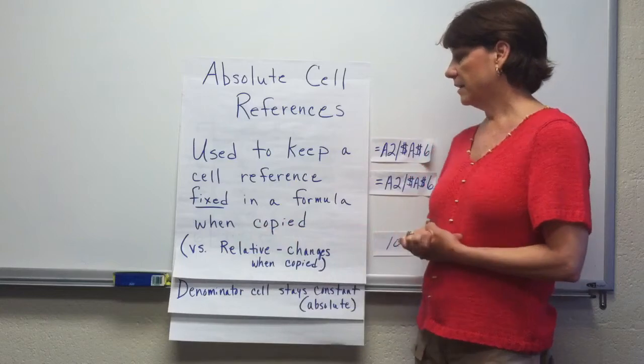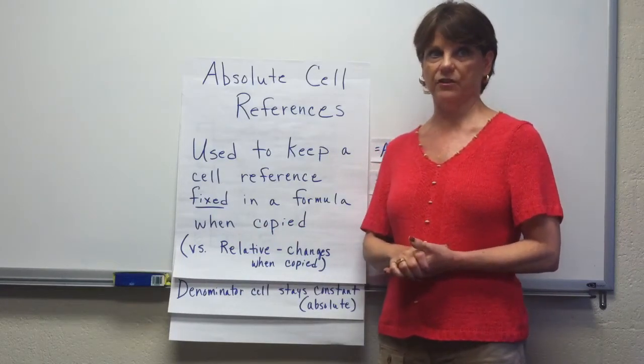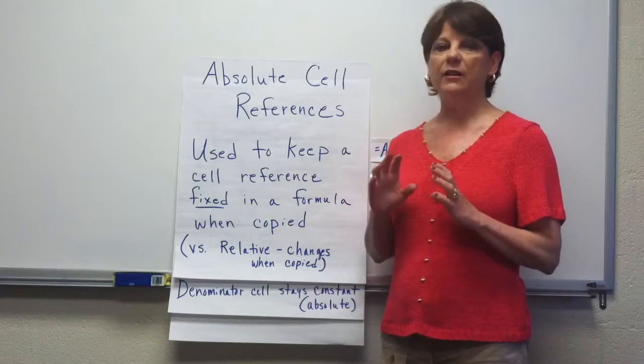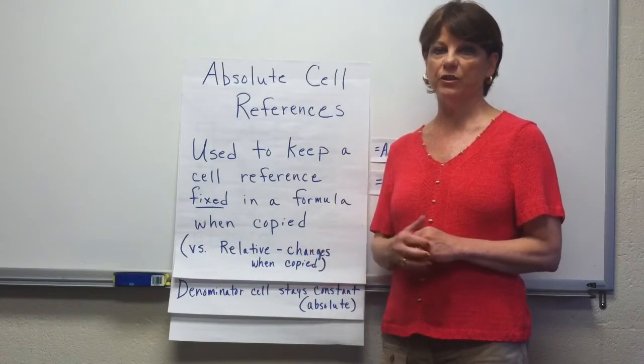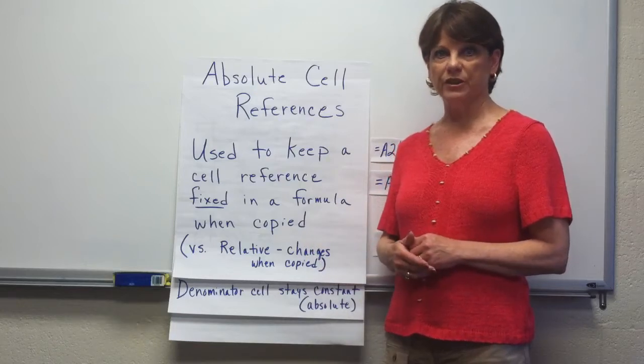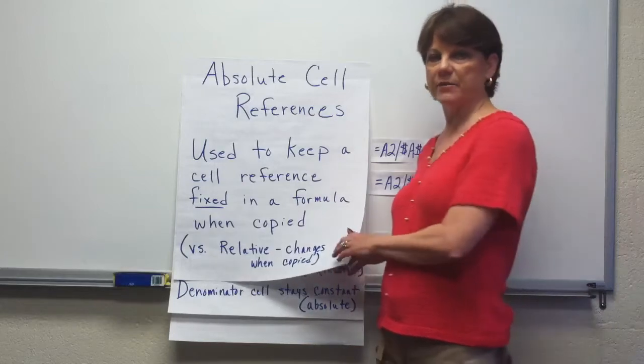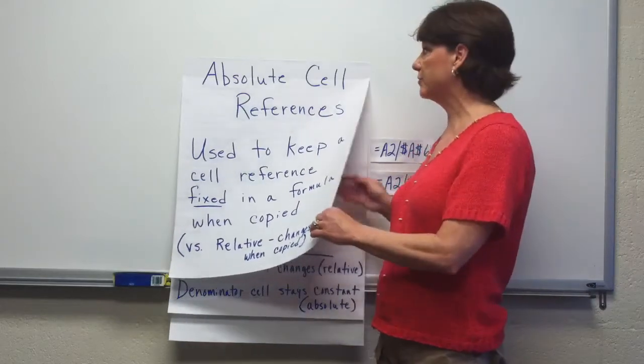This is in contrast to a relative cell address, which is the default. A relative cell address changes when you copy it relative to its new position in the spreadsheet. So let's look at an example of when an absolute cell reference might be useful.